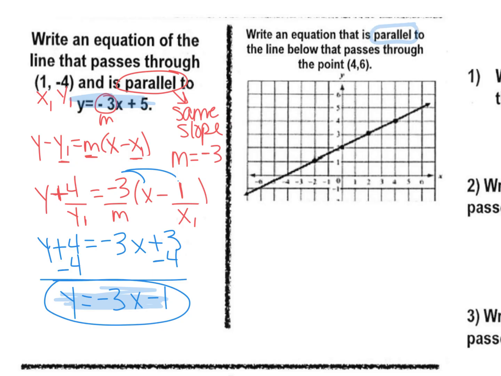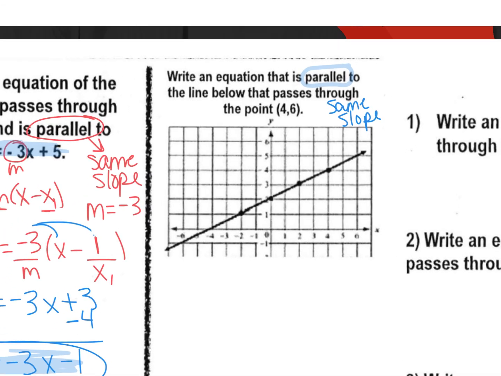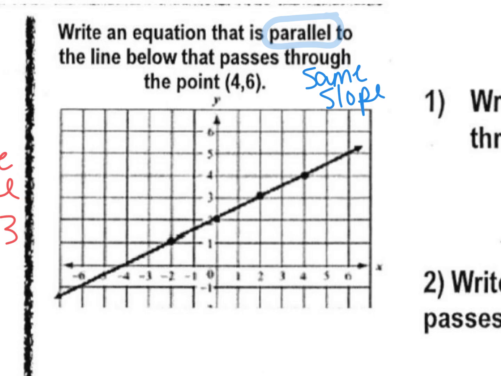What do we know about parallel? Same slope, all right? So we can even make a little note, same slope. So that means we have to actually find the slope on this graph, yes? How do we find slope on a graph? Rise over run. So just pick a point. So I'm going to rise 1 and run how many? 2.